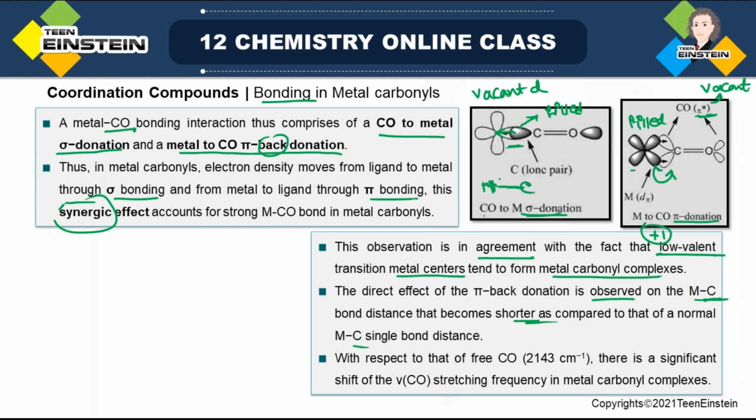So this is a single bond. But if the metal is also giving electron, now it will have some double bond nature. And whenever there is double bond nature, obviously that means bond order is increasing. So bond length will decrease. So the metal-C bond, now it will be shorter. So if it is shorter than a normal single metal-C bond, that is also the proof that pi back donation is going on. Okay.